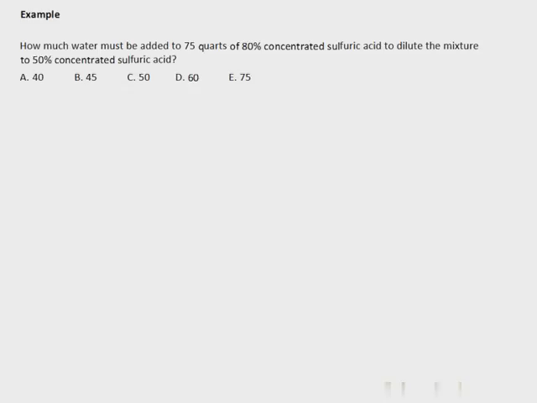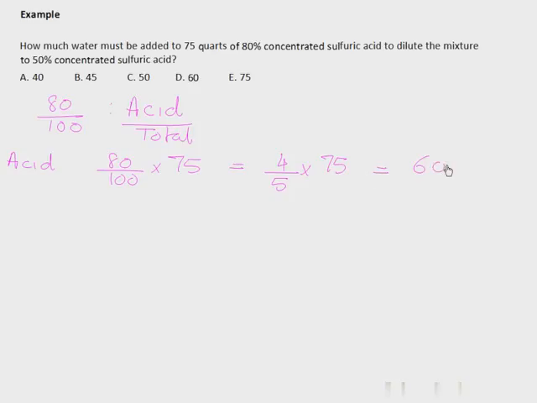How much water must be added to 75 quarts of 80% concentrated sulfuric acid to dilute the mixture to 50% concentrated sulfuric acid? So it's 80% concentrated sulfuric acid. That means 80 on 100 is the acid. That's the ratio of acid to the total. In 75 quarts, therefore, the amount of acid is 80/100 into 75, which is 4/5 into 75, which is 60 quarts. So 60 quarts is acid in that 75 quarts. The rest is water.